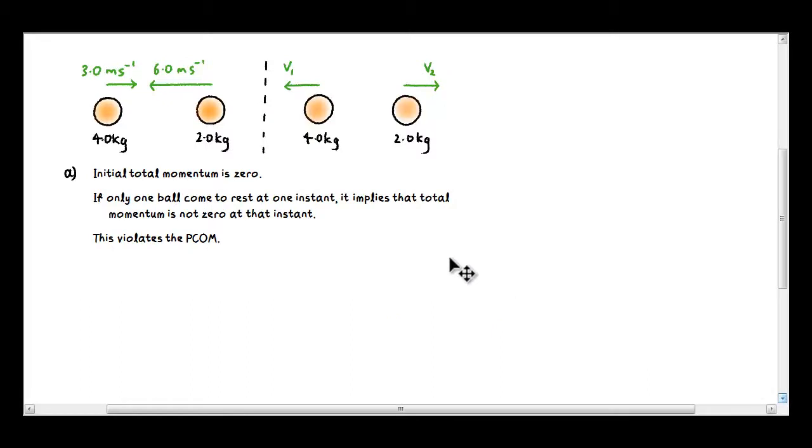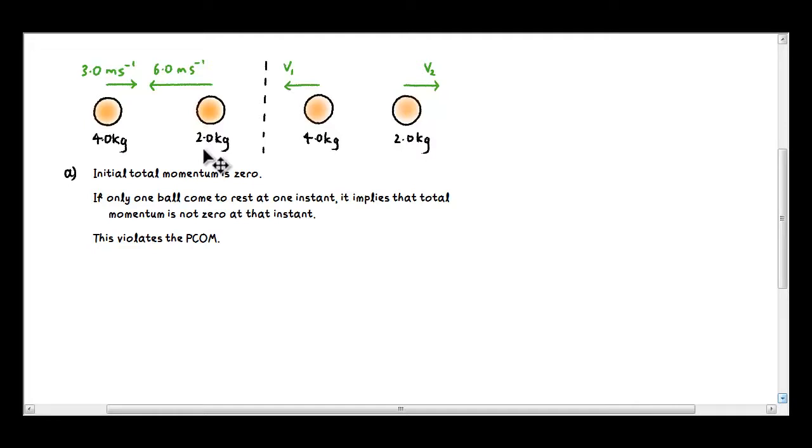To answer part A, we first notice that the initial total momentum is 0. We have 4 times 3, or 12 kg m/s for the 4 kg ball, and negative 12, 2 times negative 6, for the 2 kg ball. So as one system, these two balls have a total momentum of 0.